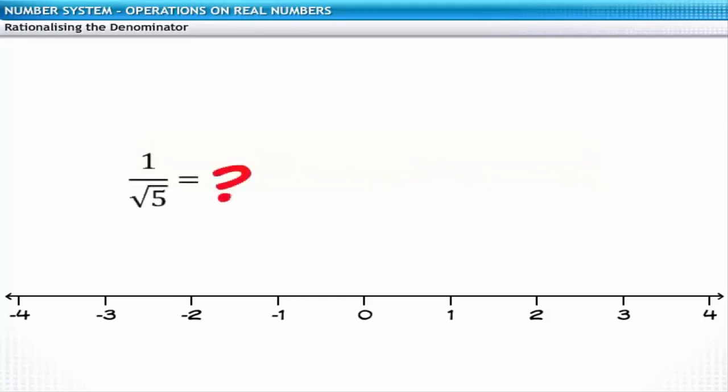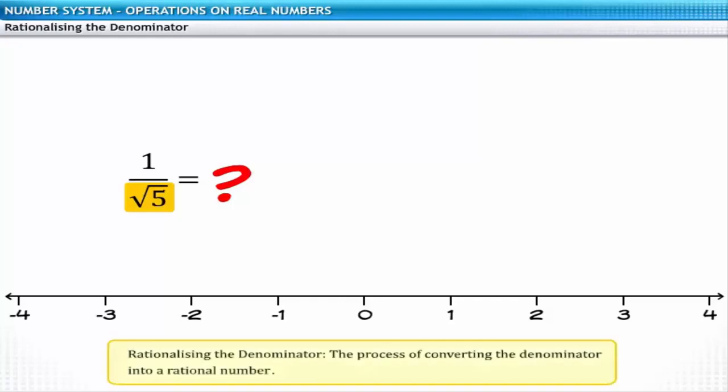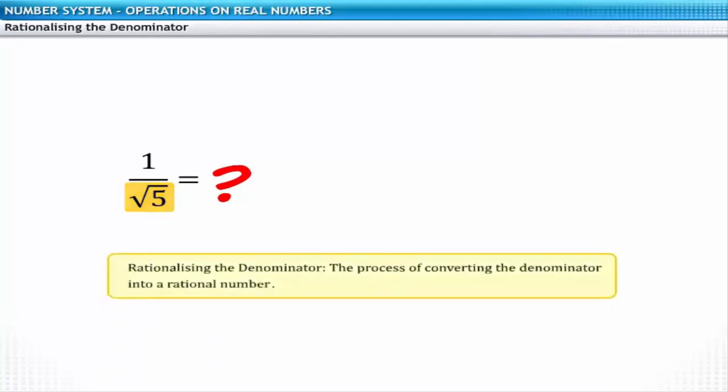This can be represented on the number line if we can write it in its equivalent form with the denominator as a rational number. Let's try to simplify it. Here the denominator is a square root of a real number. To simplify this, you can apply the appropriate identity involving square roots. This process is called rationalizing the denominator.